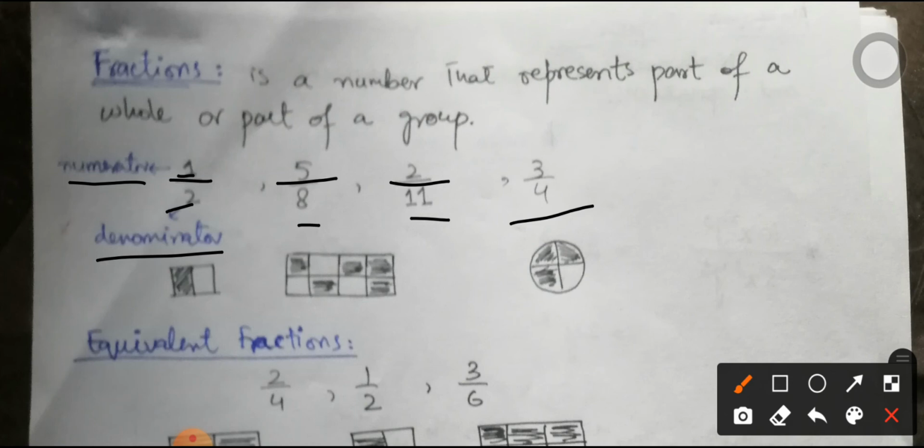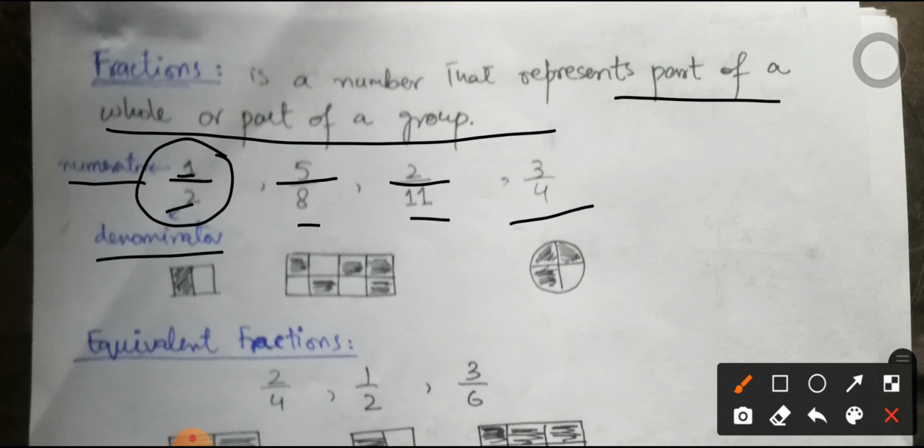Now we will discuss how to define a fraction geometrically. 1 by 2 means, as we are saying that a fraction represents part of a whole or part of a group, that we have a total of two parts and we are taking only one out of them. For example, here you can see that we have two parts and we are coloring one of the two parts. Then we have the fraction 5 by 8.